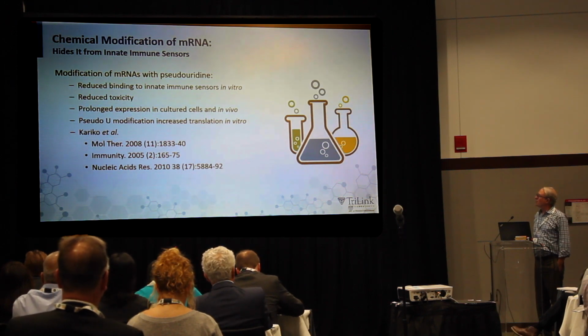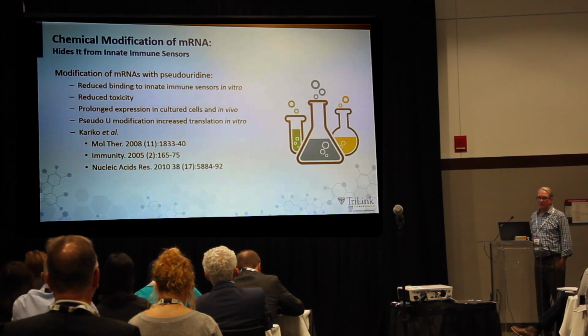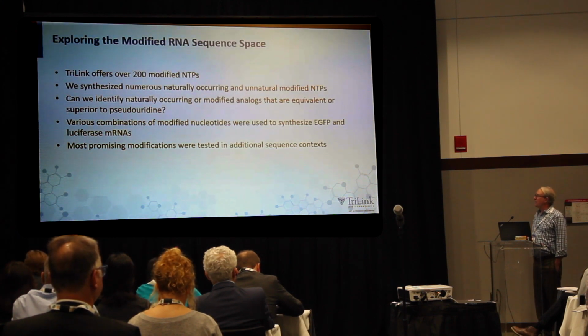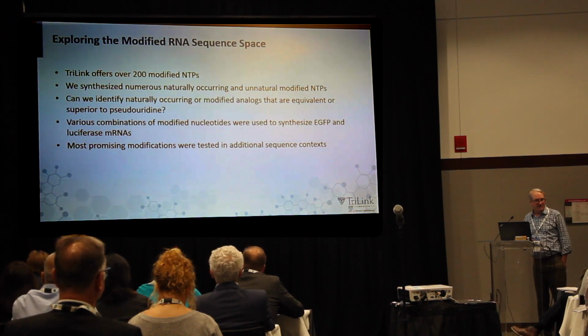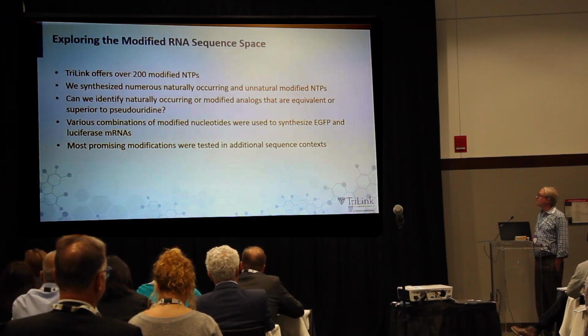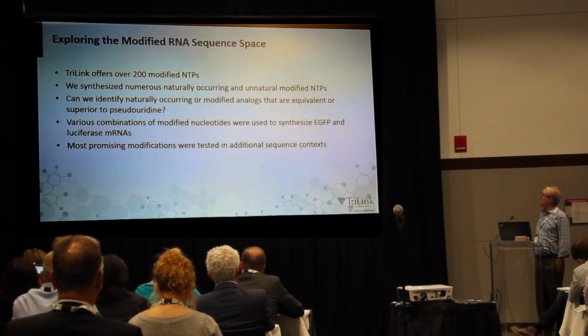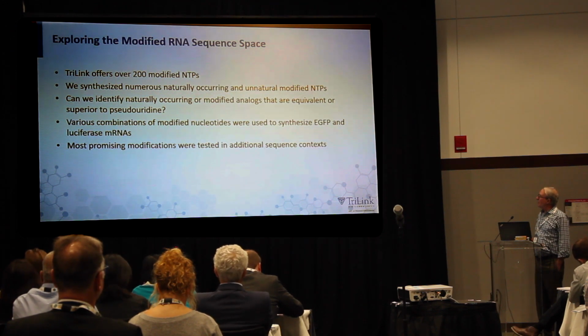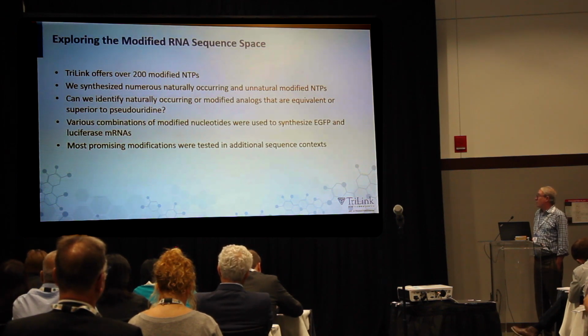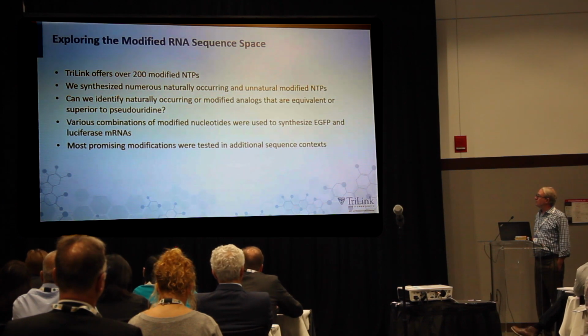And so for quite a while, pseudouridine has been the most popular modification in the arsenal. Because TriLink offers over 200 modified NTPs, we wanted to ask, well, can we find other modified bases that have desirable biological properties? So we embarked on a project where we synthesized numerous naturally occurring and unnatural modified NTPs. And we asked, can we identify an analog that's equivalent or superior to pseudouridine?